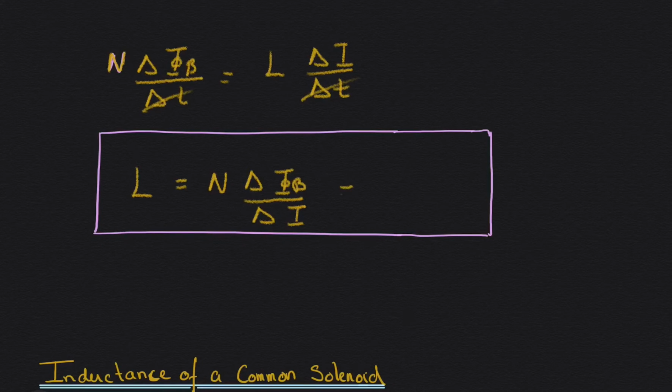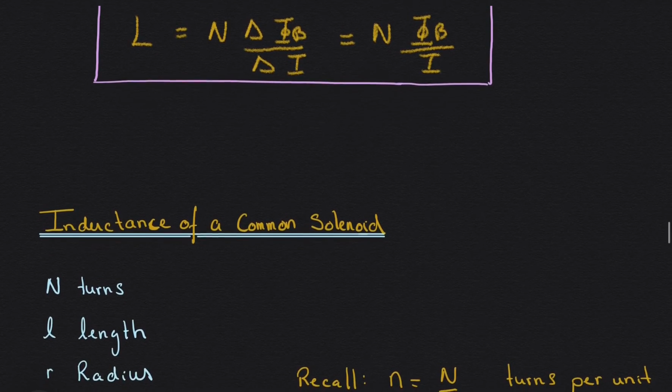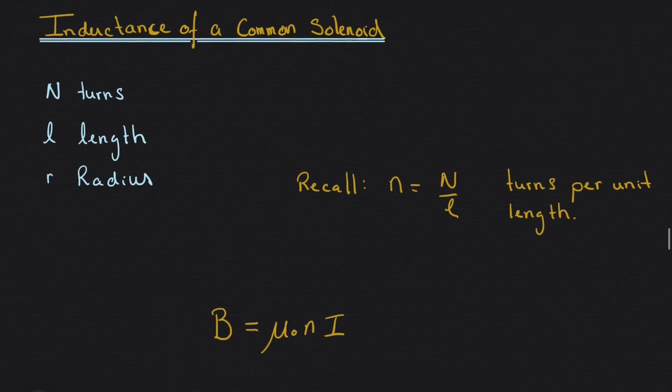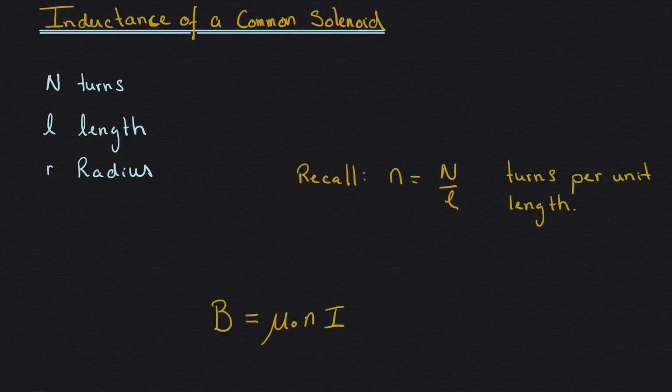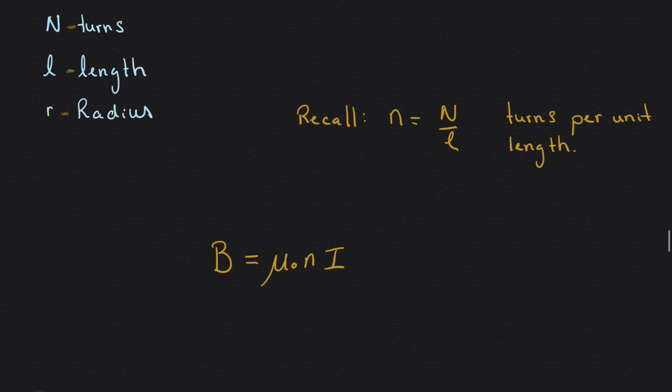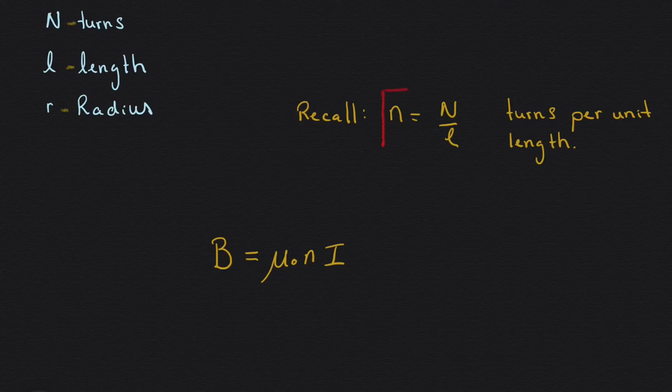And I can have this as L equals N magnetic flux over I. Okay. So the inductance of a common solenoid. Remember, a solenoid will have N turns. A solenoid is going to have a length, and the solenoid will have a radius. And we wrote in the previous chapter the lowercase n to be the turns per unit length, which is capital N, number of turns, divided by L, the length.